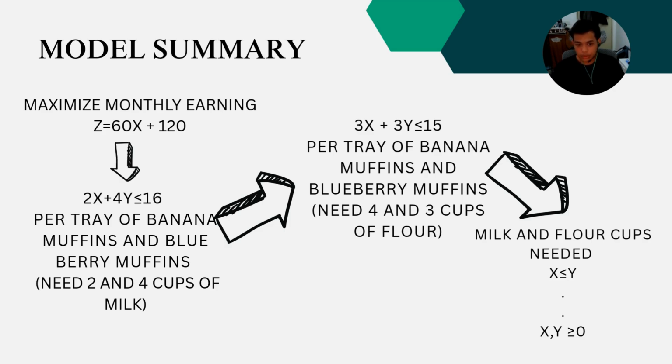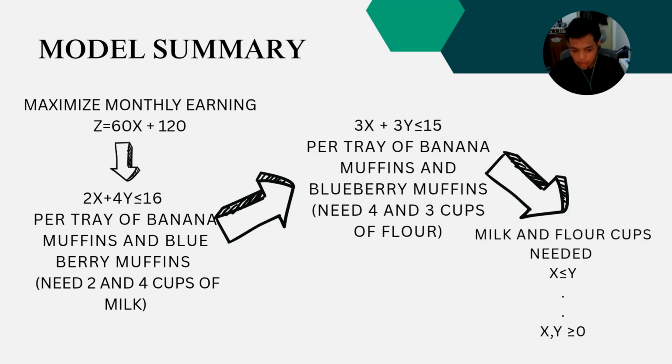However, we cannot produce unlimited trays. We are limited by resources such as milk and flour. These limitations are called constraints in linear programming. Okay, we move to the first, the milk constraint, that is 2x plus 4y less than or equal to 16. This means banana muffin requires 2 cups of milk per tray and blueberry muffin requires 4 cups. The total milk available is only 16 cups.